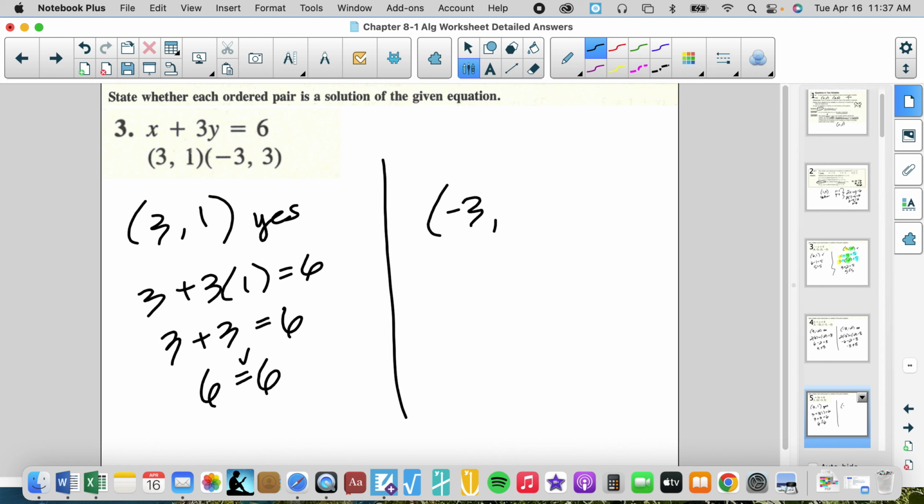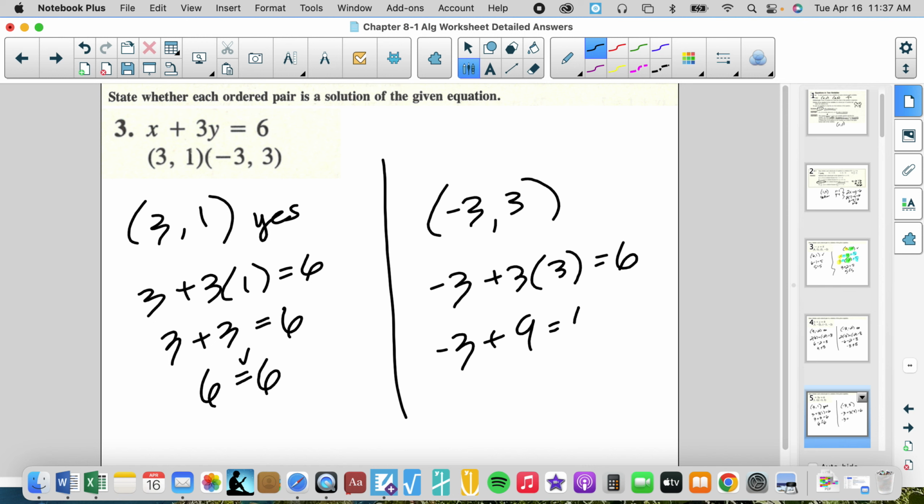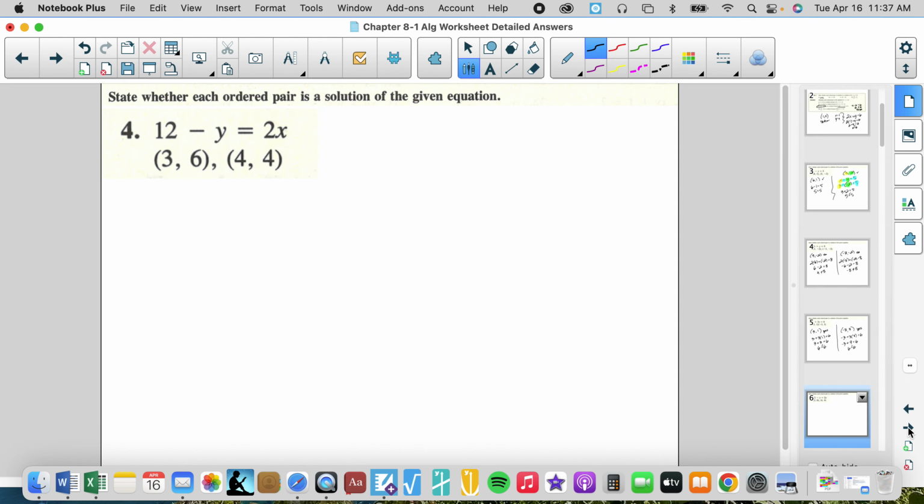And then negative 3, 3. And x is negative 3 plus 3 times my y value. So negative 3 plus 9 equals 6. And yes, 6 equals 6. So both are solutions to the equation.